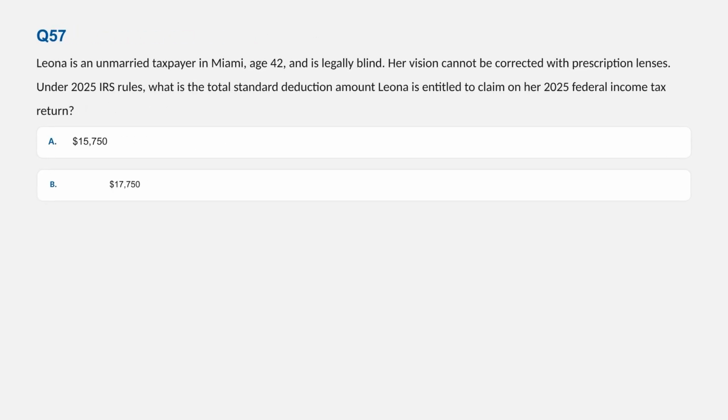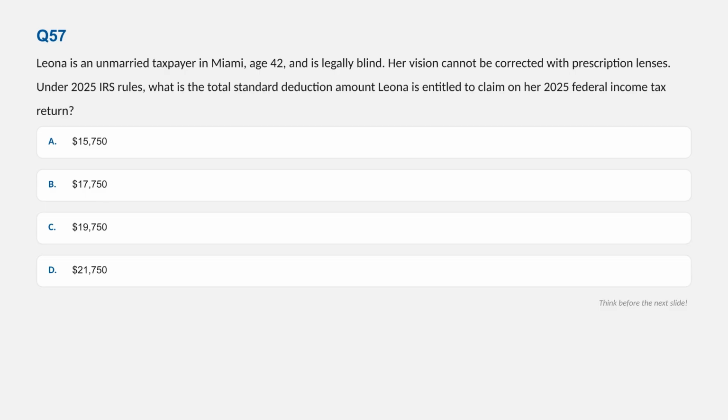Alright, let's move to question 57. Leona is an unmarried taxpayer in Miami, age 42, and is legally blind. Her vision cannot be corrected with prescription lenses. Under 2025 IRS rules, what is the total standard deduction amount Leona is entitled to claim on her 2025 federal income tax return? A. $15,750, B. $17,750, C. $19,750, D. $21,750.